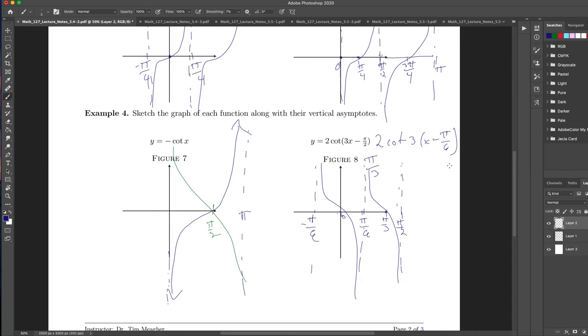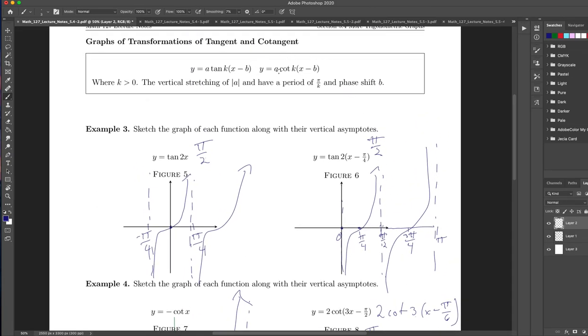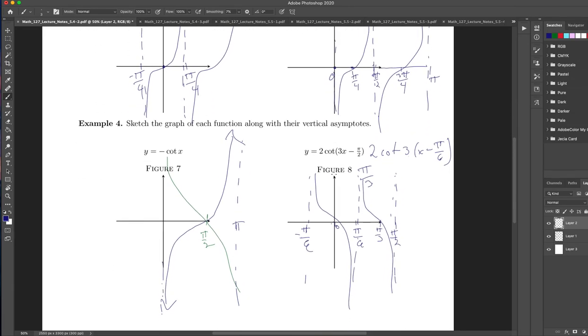One thing to be very clear about is make sure you have it in this form. If it's not in this form, get it in this form, that way you can clearly just say what your phase shift is. Remember your phase shift moves over your 0 point, so your 0 moves left to right according to the phase shift. And then you have your vertical stretching. Here this 2 means it's just stretched a little bit longer along this axis. It's really hard to tell.